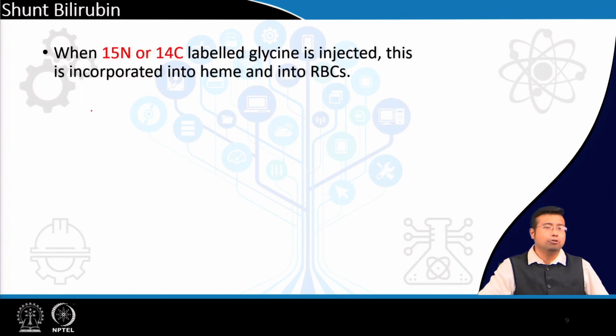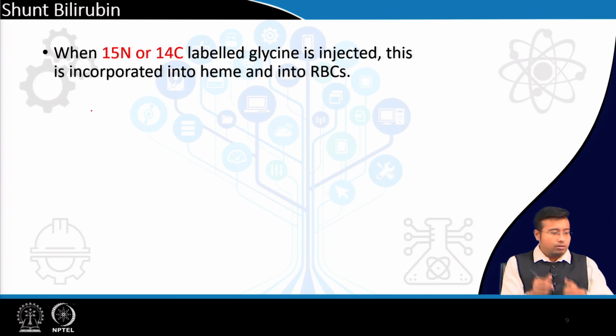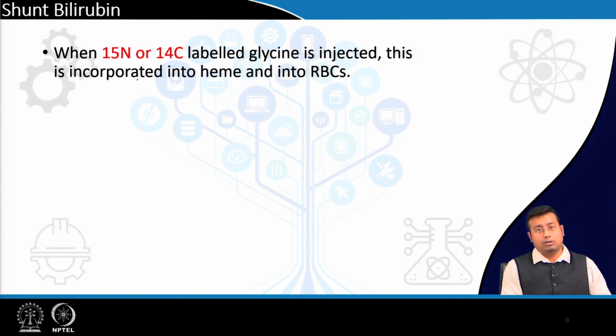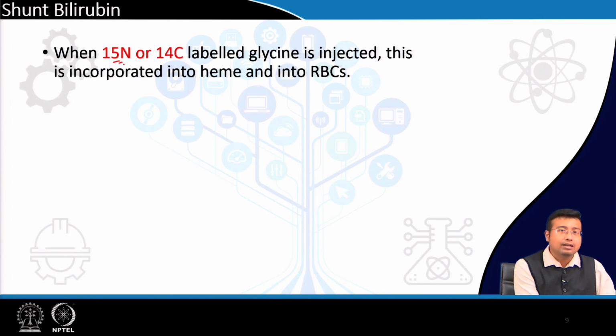So, what is shunt bilirubin? Now, to study this bilirubin metabolism basically, succinyl CoA and glycine are united to form heme, right, and ultimately heme is degraded to form bilirubin. So, what is shunt bilirubin? When a labeled glycine molecule, now glycine can be labeled at the carbon or nitrogen, so when it is labeled at the nitrogen, it is labeled by N15, or carbon by C14.